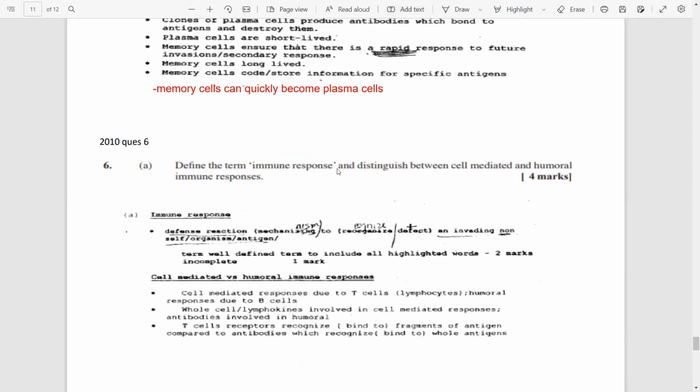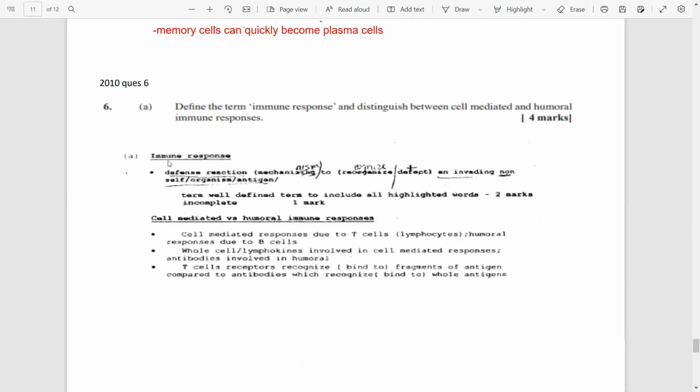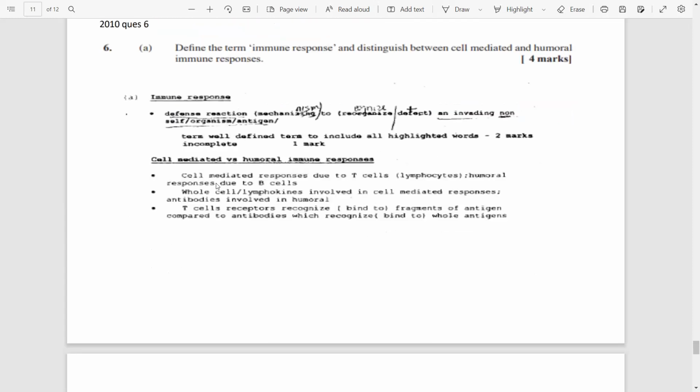Define the immune response and distinguish between cell-mediated and humoral responses. So the immune response is the defense reaction or the mechanism to recognize or detect an invading non-self organism. That's basically what it is. So your ability to detect something that is not yourself or an invading organism and have a defense reaction to it. So cell-mediated versus humoral.